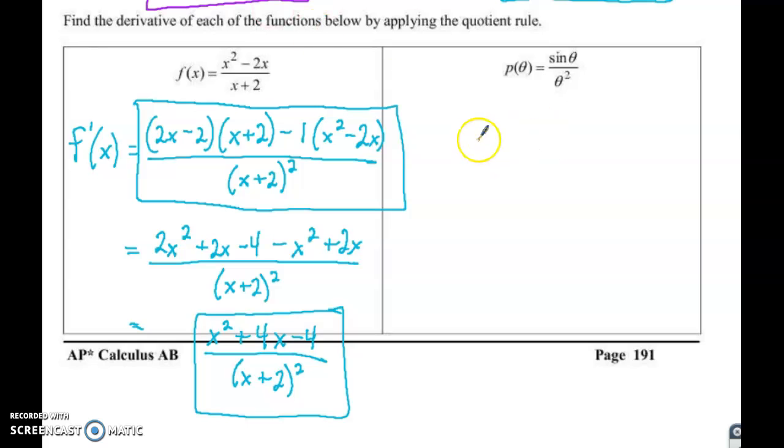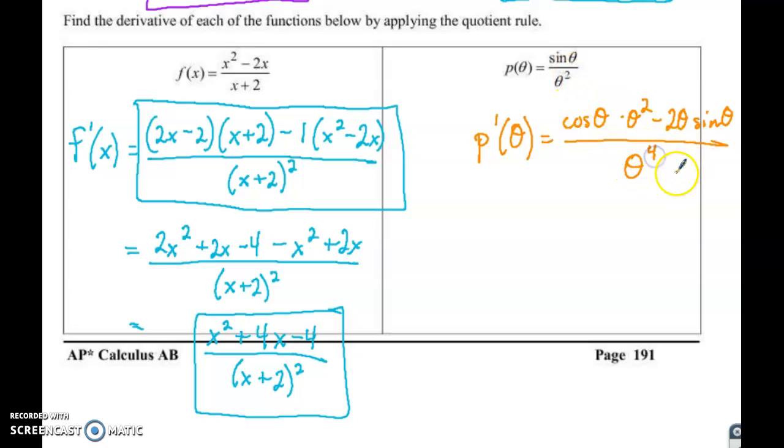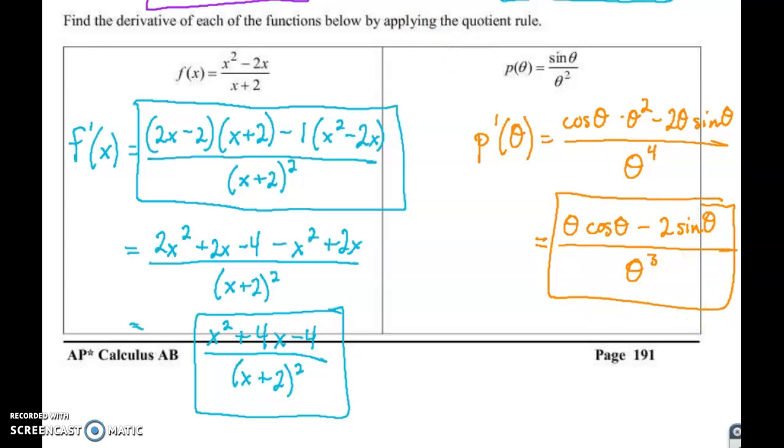If you look at the function p of theta, so p prime of theta, the derivative at the top is cosine. Leave theta squared alone. Minus 2 theta, leave sine alone. And all over the denominator squared. Well, when you square that, you multiply the exponents. Now this one I would simplify just because there's a theta shared in all three terms. So you could rewrite it as theta cosine theta minus 2 sine theta all over theta to the third power. That's probably how a multiple choice would answer that. If you're confused, let me point out that you could factor out 1 theta out of each of these. That's how it got there.